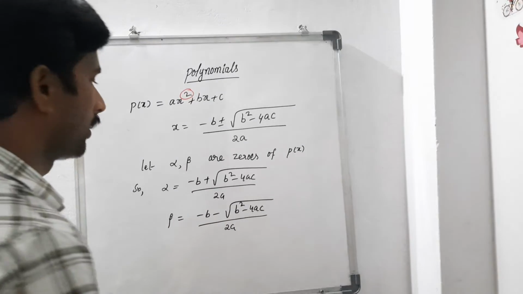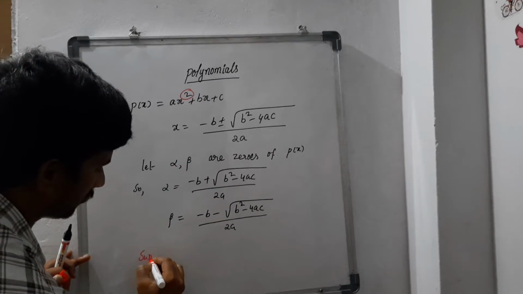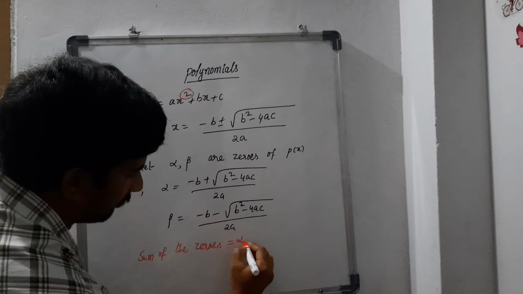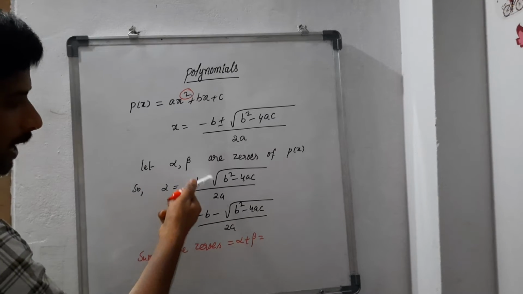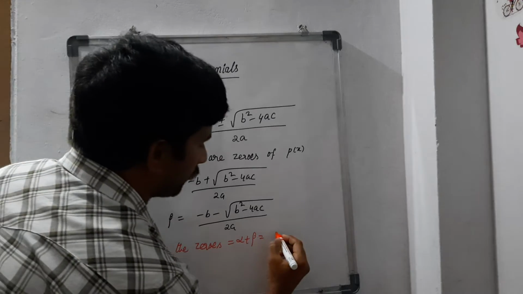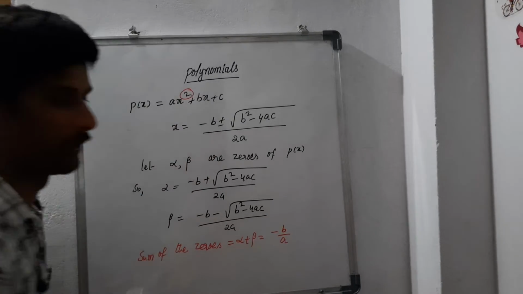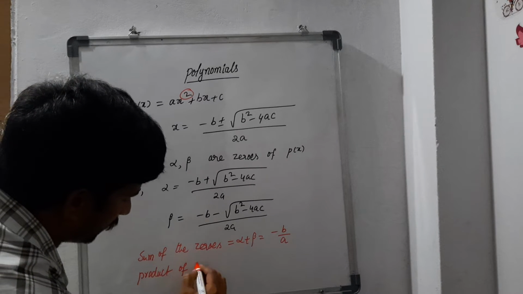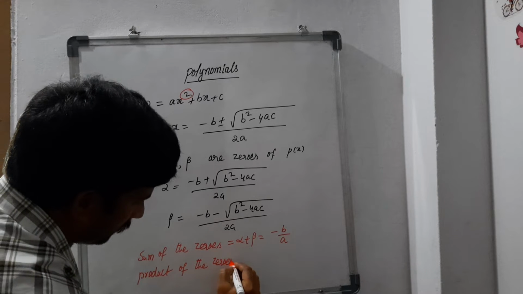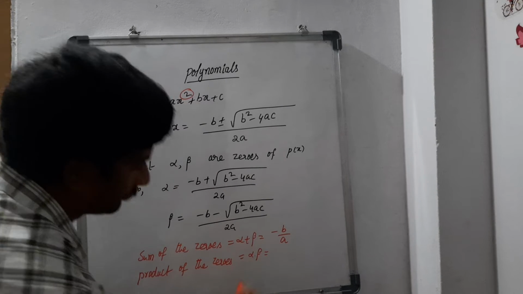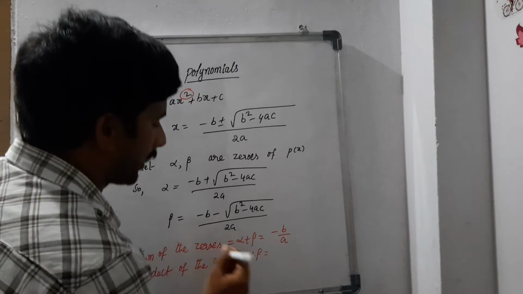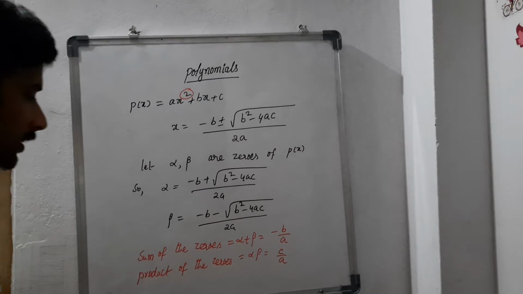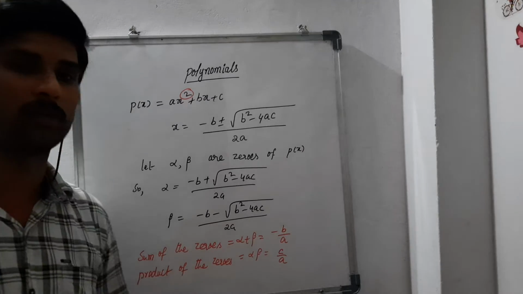Clear? Now, the sum of the zeros is alpha plus beta. On adding alpha and beta and simplifying, we get alpha plus beta is equal to minus b by a. The next one is the product of the zeros, alpha into beta. On multiplying alpha and beta and simplifying, we get alpha into beta is equal to c by a. So this is the sum of the zeros and the product of the zeros.